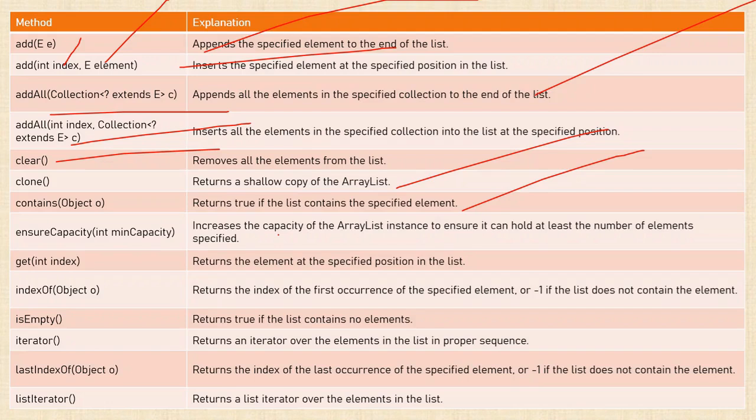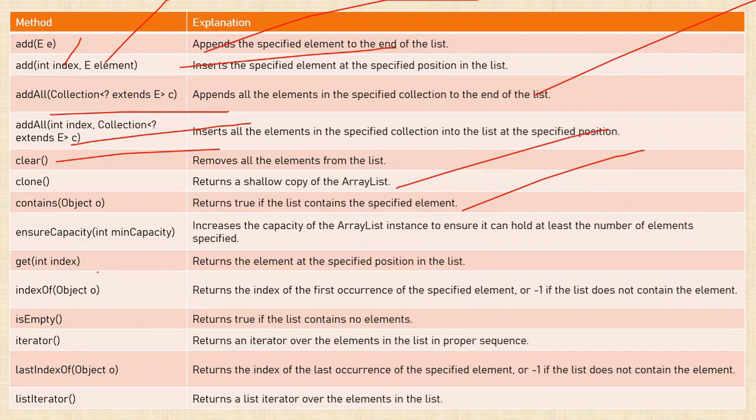Ensure capacity increases the capacity of the ArrayList instance to ensure it can hold at least the number of elements specified. Basically we use it to increase the capacity of your ArrayList. By default the size will be 10, but if you want to increase your capacity to 20, then you can use ensureCapacity and make it 20. So your ArrayList will contain a minimum size of 20. After that it will increase by the algorithm.